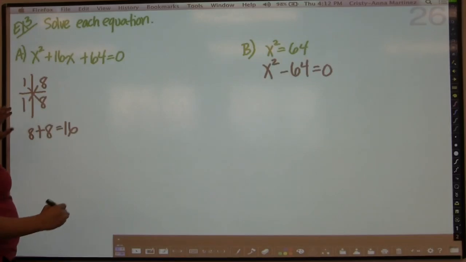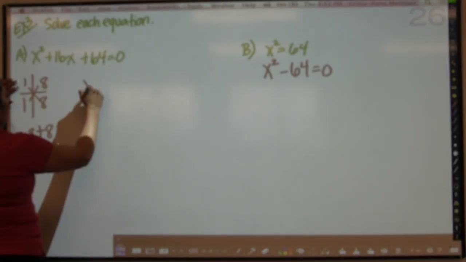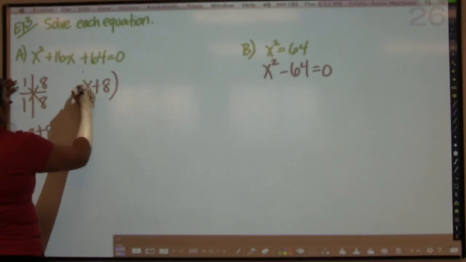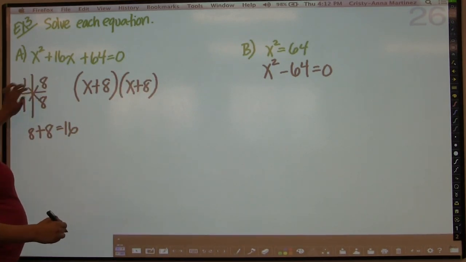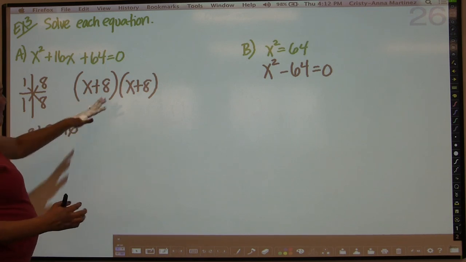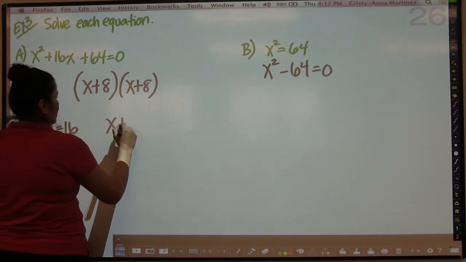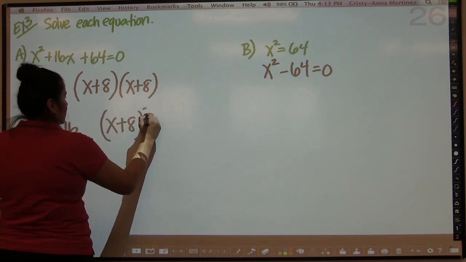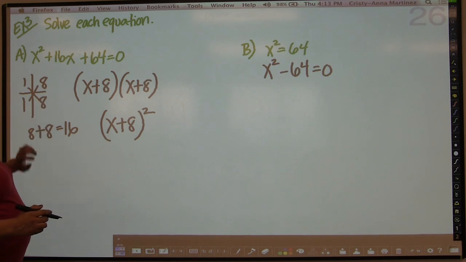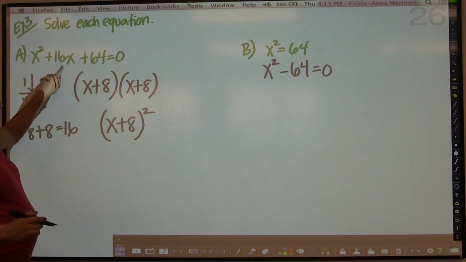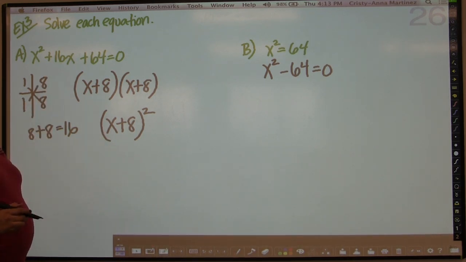So this is just a case where you end up with the same factor twice, because I have 1 and 8 and 1 and 8, so it repeated itself. And when that happens, you just write the answer as x plus 8 quantity squared. So this is just a variation of what we did earlier. So when you get the same thing twice, the b value doubles up on you, then you can write it like that.